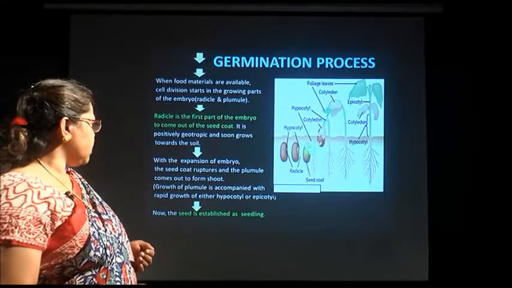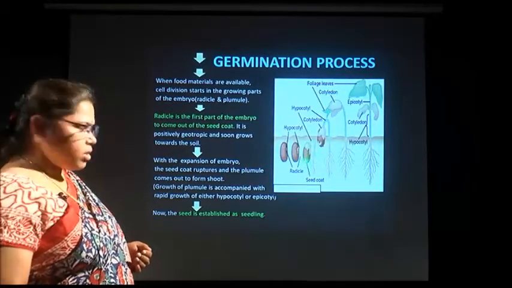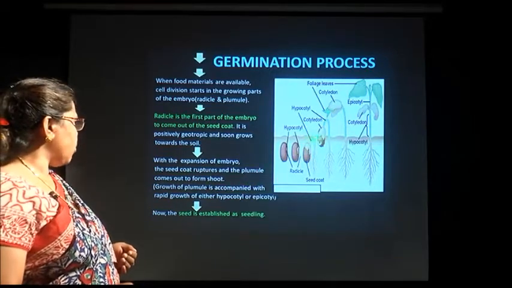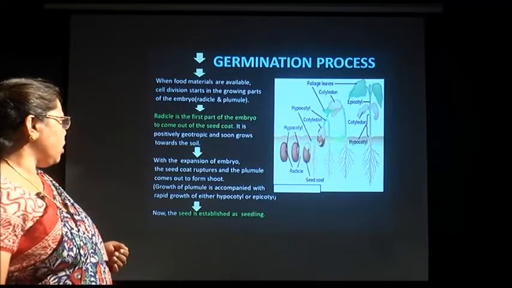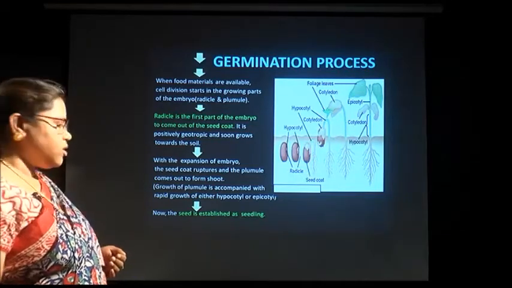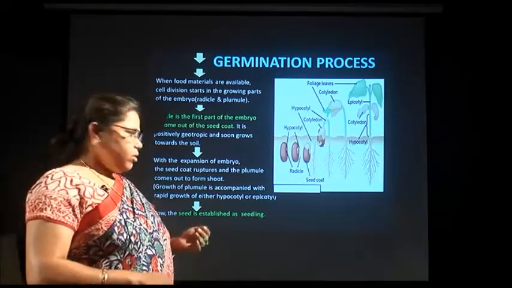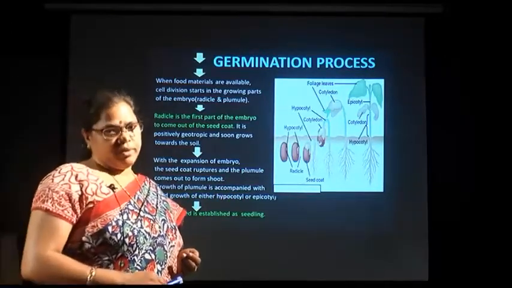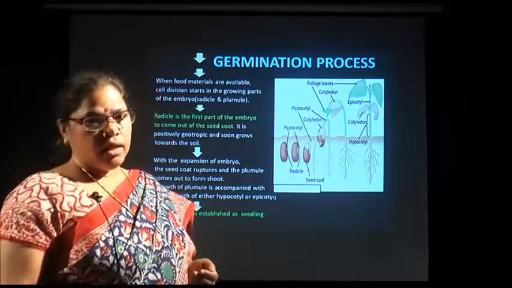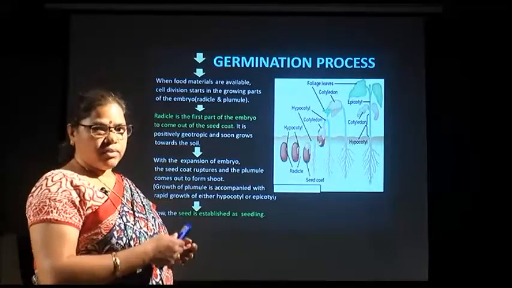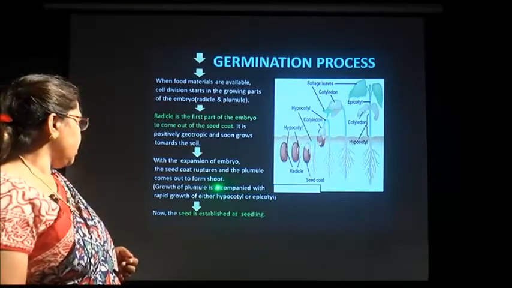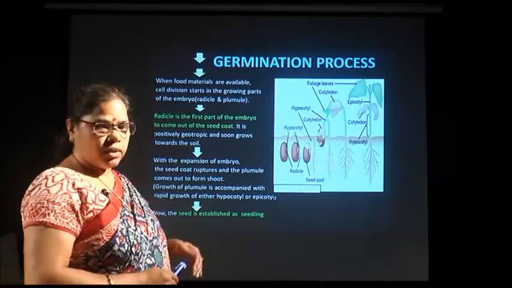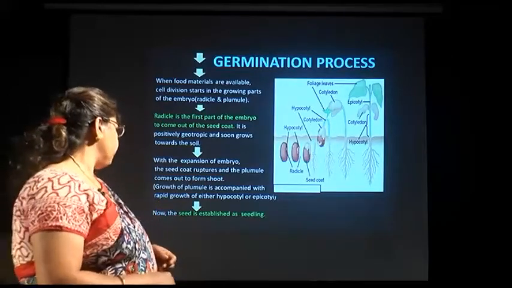You see here the seed coat, the outer covering of the seed, it ruptures, and the plumule comes out of the cell. This growth of the plumule takes place due to the rapid growth of either the hypocotyl or the epicotyl. In some seeds the hypocotyl elongates, in some seeds the epicotyl elongates, so that the plumule comes out of the seed and it grows above the soil.